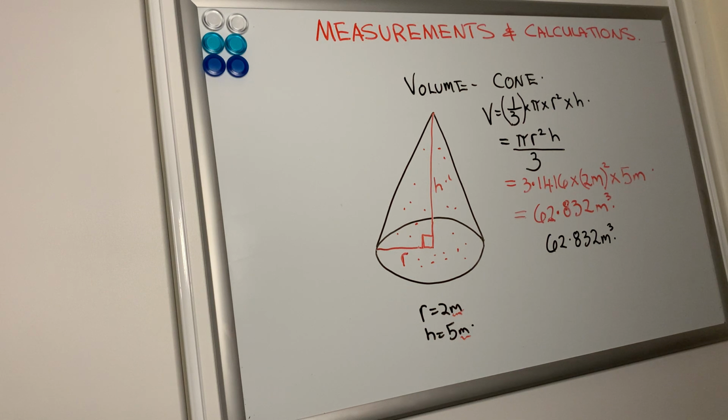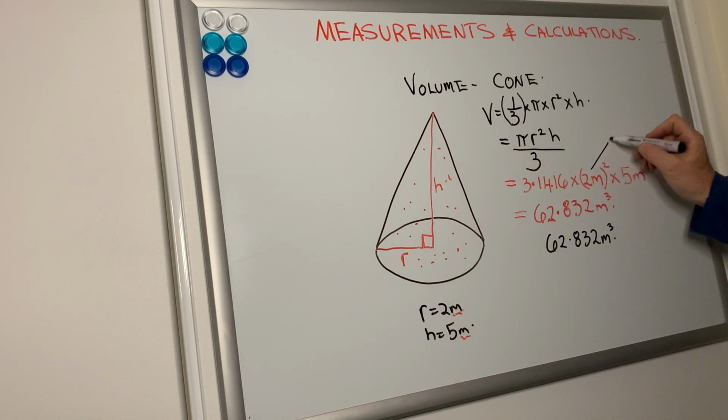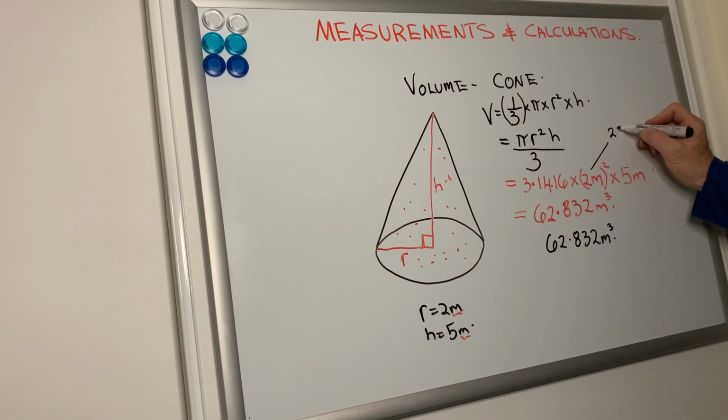All right. And remember, when we've got 2m, 2 times 2 is 4, so 2 squared, and then m squared, okay? And obviously times another m makes it m to the power of 3. So that's the volume of a cone. All right, guys? Let's have a look at one more.